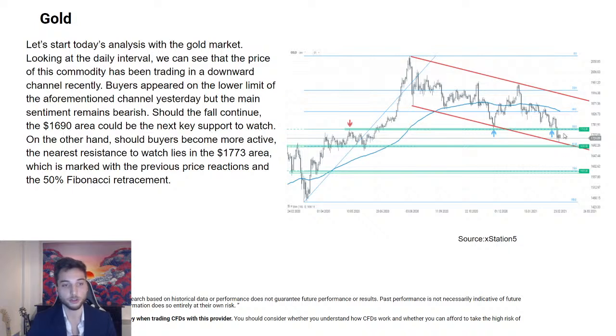Meanwhile, if it does go back up, what I was just saying is that the level to keep an eye on could be this level here, where you can see price reactions on the daily chart on all 3 levels here, around here as well in the past, and it is the 50% of the Fibonacci retracement, so halfway down from the upward move.